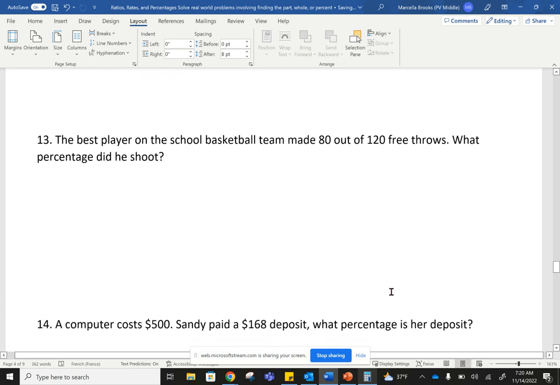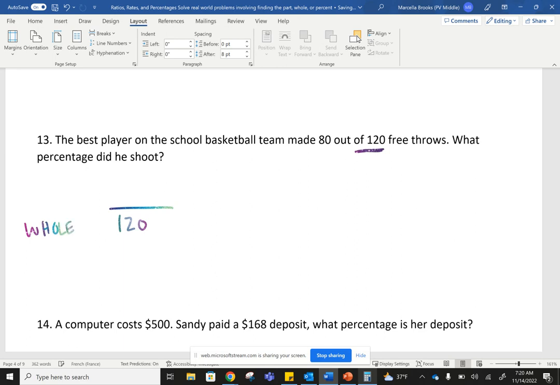All right, number 13. The best player on the school basketball team made 80 out of 120 free throws. So 80 out of 120. What percentage did he shoot? So again, I want you guys to do, well, this one I'll actually do for you. So 80 out of 120, remember of is always a whole. So 120, that's our whole. And our part, he made part of the shots. He made 80 of them.